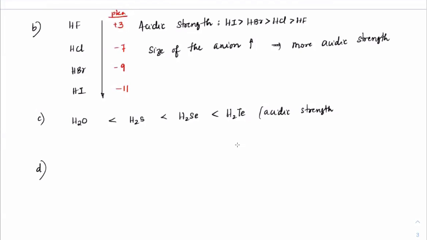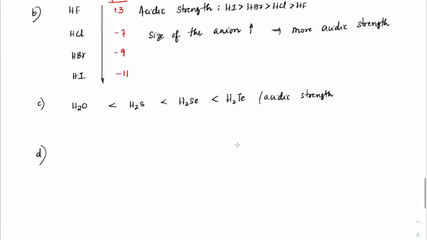If you are to compare left to right in a period, let's say I have SiH4, PH3, H2S and HCl. This is from the third period. Got it? So in case you are considering the third period, this is how the acidic strength would be.